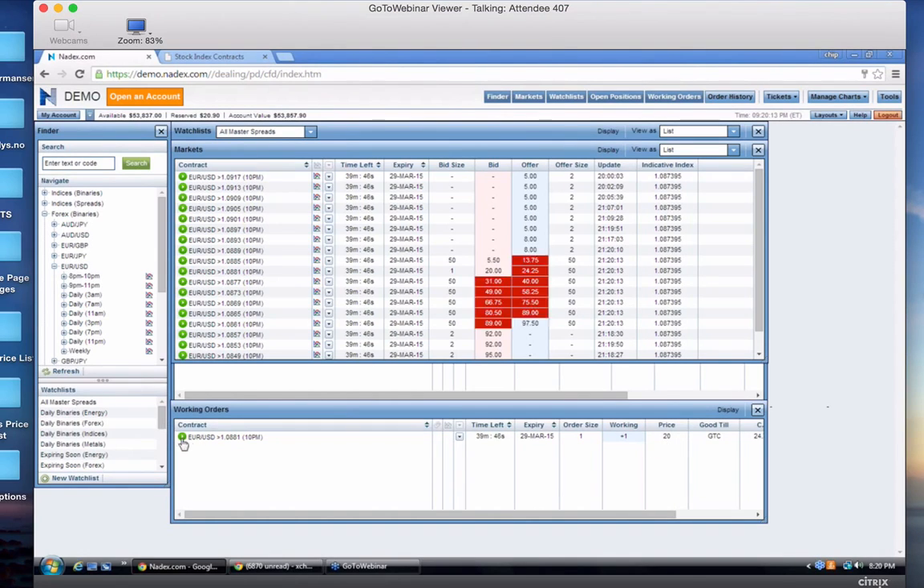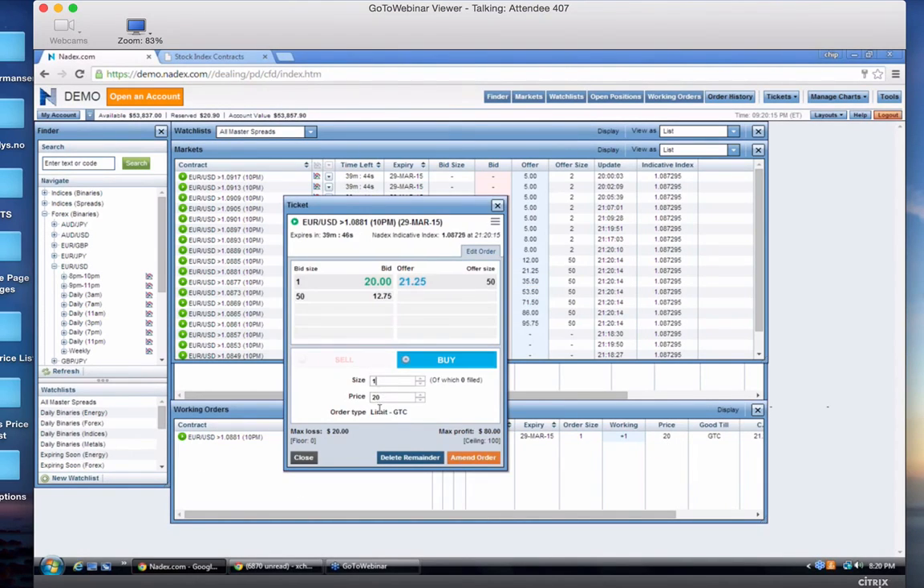So there's my working order, where I'm the best bid, 20 bid at 24 1/4.